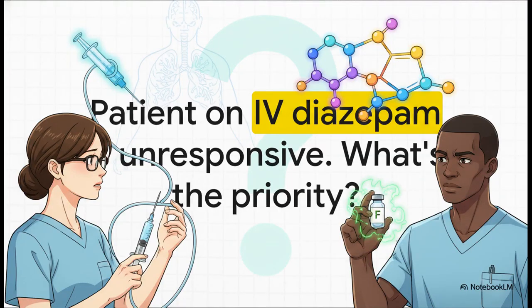Okay, here's your scenario. Patient's getting IV diazepam. Suddenly they're unresponsive. Their respiratory rate has dropped to 10. What's your priority? Go. What are you doing? It's a benzo, right? So you better be thinking, get the flumazenil now.